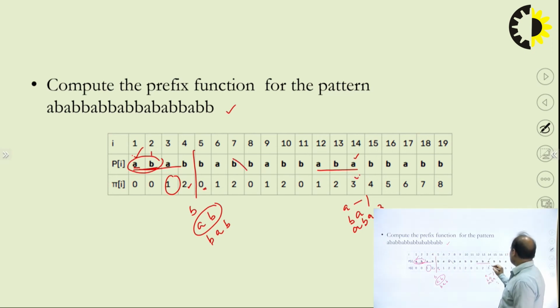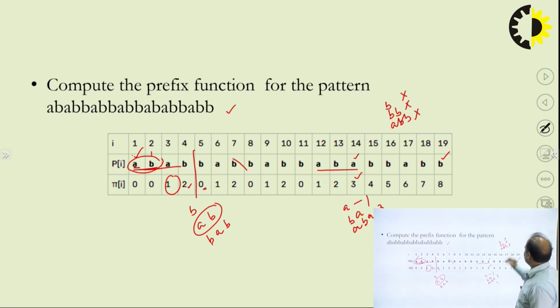So its length is 3. Same thing here, class, if you go here, its value is 8. What are the proper suffixes? First one is B, not a prefix. BB is not a prefix. ABB is not a prefix. Yes, not a prefix, not a prefix, not a prefix, right? We are done up to this.